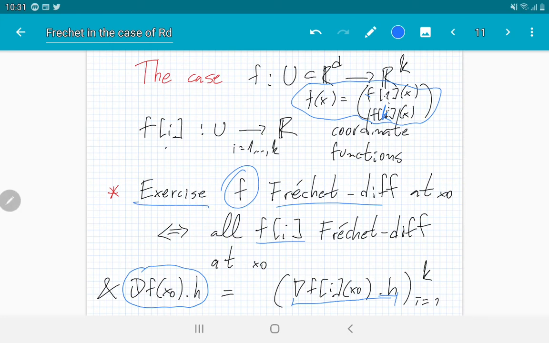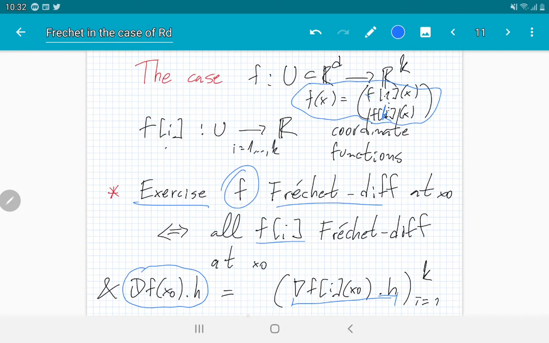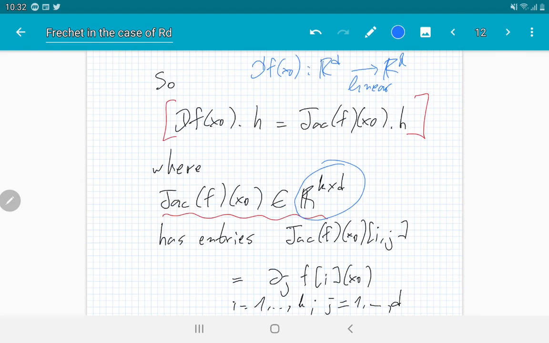But let's believe this exercise, because now we know a very powerful theorem that says, okay, first of all, if I want to write down this Fréchet derivative, so df at x_0 is a linear transformation from R^d to R^k. Therefore, it should be representable by a k times d matrix. And you can get this matrix from the formula in the previous slide. It's the Jacobian matrix.